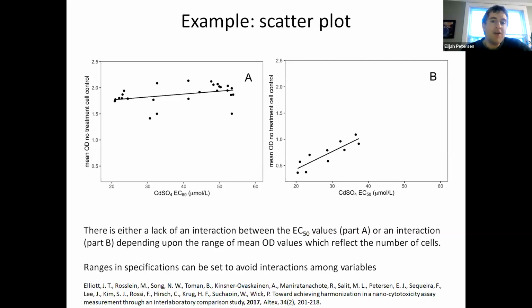And you can see in part A, this is what we want, where there's really no trend between the number of cells and the cadmium sulfate positive control values. What you don't want is in part B, where there's some clear trend, where the fewer cells you have, the lower the cadmium sulfate EC50 is. So in this assay, we set our specification such that we stay out of the range shown in part B and stay only in the range for part A.